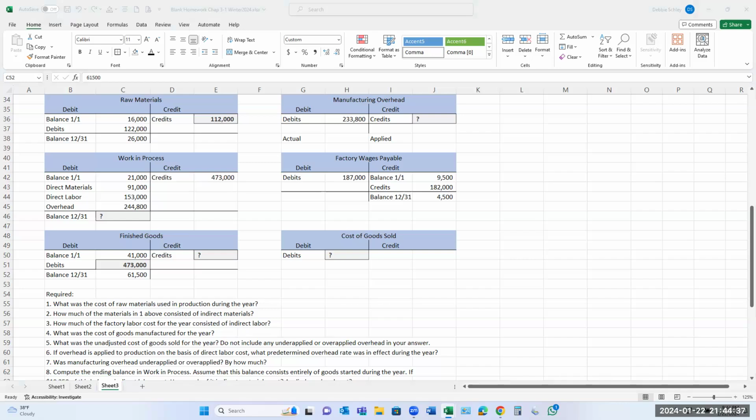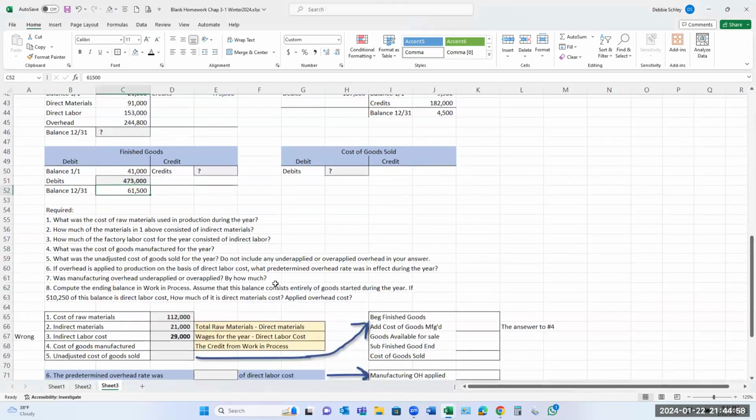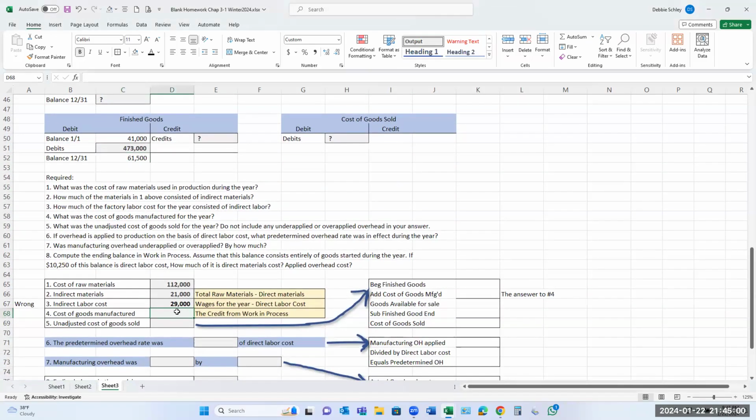No, I lied. It's the number we just figured out. It's that debit. So work in process, the finish. So that was the cost of the goods manufactured for the year, because once they hit finished goods, that means they've been manufactured that year. Okay, so 4 is that number we just figured out right there. Okay, now we can get to this one.